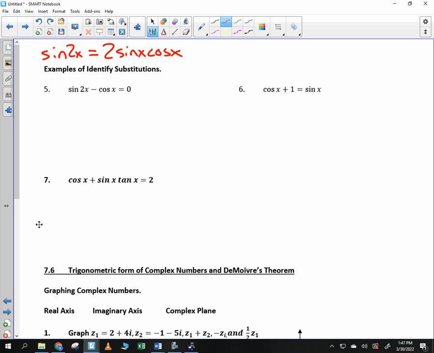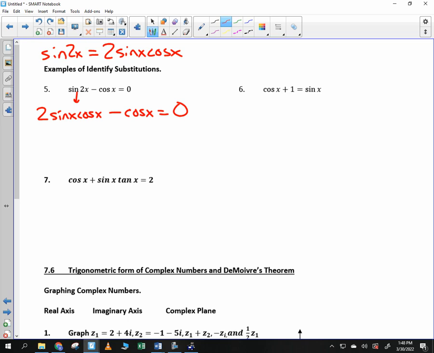Sine of 2x is 2 sine cosine. So the most important formula you can know from trigonometry is sine squared plus cosine squared is 1. One of the other most important ones is sine of a double angle. And so let's use that. I'm going to replace this with 2 sine of x cosine of x, minus cosine of x is equal to 0.